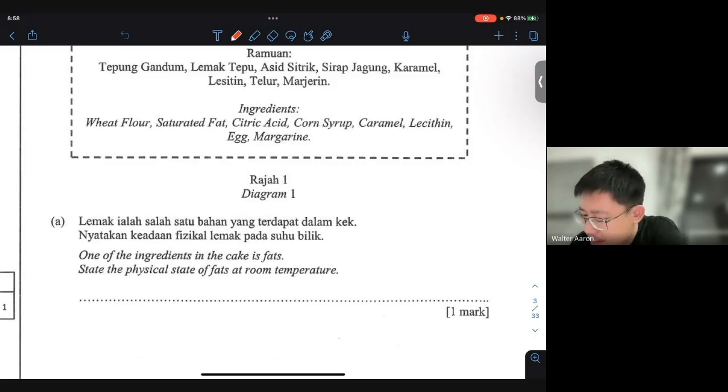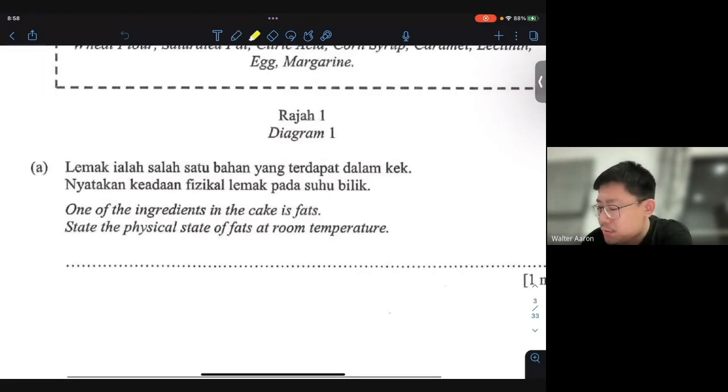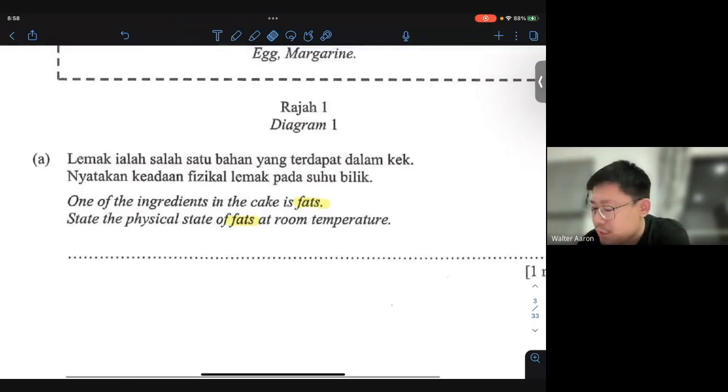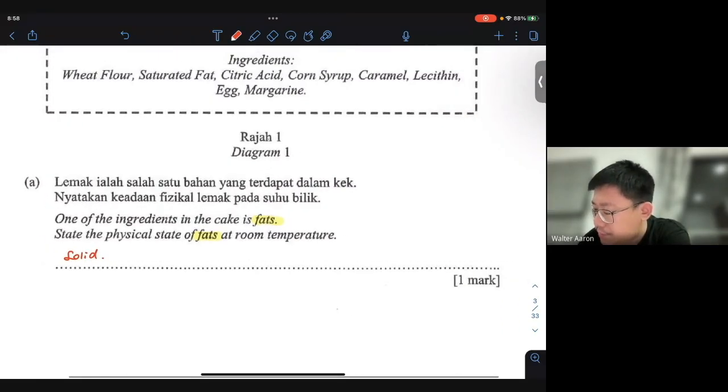One of the ingredients in the cake is fats. So state the physical state of fats at room temperature. There are differences between fats and oil. This is fats, not oil, so they're different. Fat as in butter form. So the physical state of fats at room temperature should be solid. So that's the answer, solid.